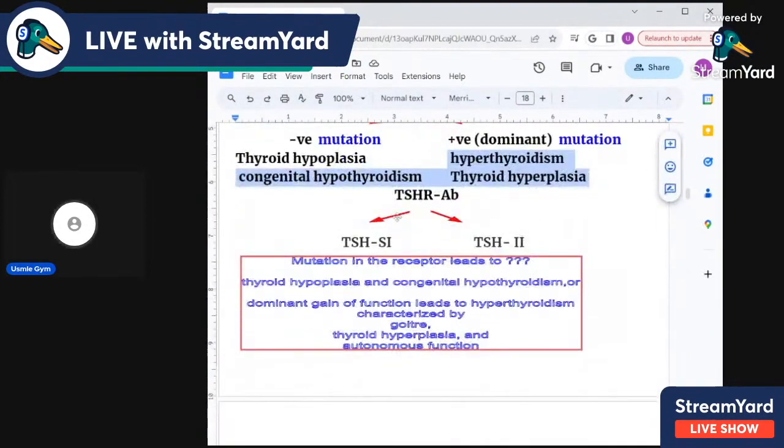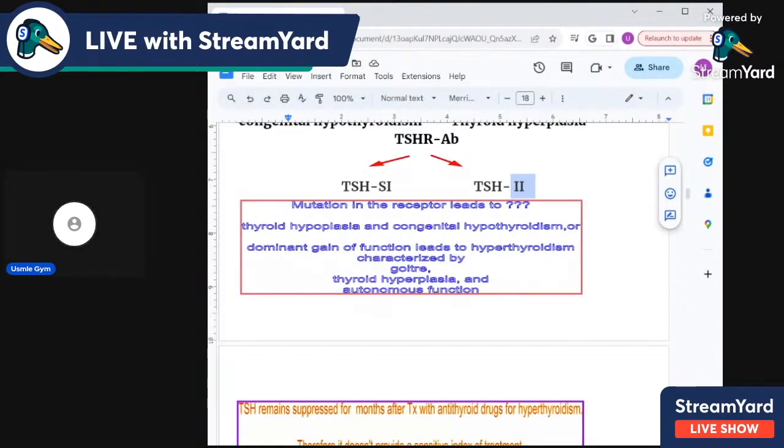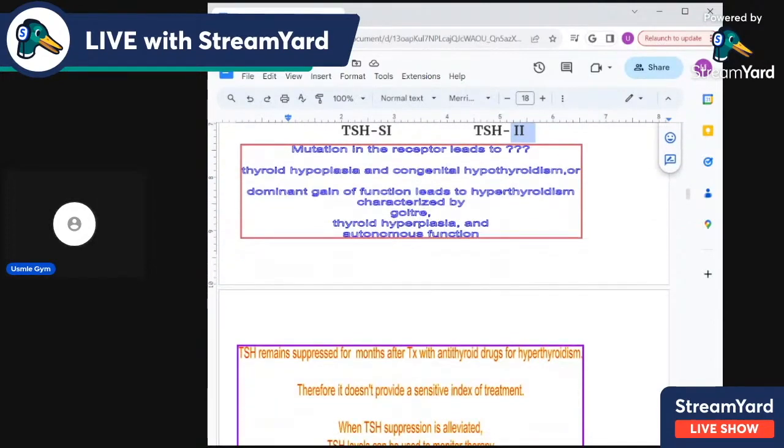And then we go to TSH antibodies. There are two types of TSH receptor antibodies: TSI, the stimulatory immunoglobulin, and the TSH inhibitory immunoglobulin. TSH stimulatory immunoglobulin causes hyperthyroidism, and it's present in Graves' disease and thyrotoxicosis. TSH inhibitory immunoglobulin antibodies cause hypothyroidism and are present in Hashimoto's thyroiditis.